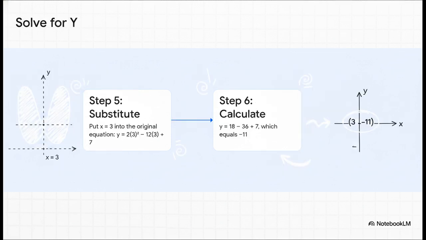But hold on, we're not done yet. That's only the x-coordinate. To get the full coordinates, we have to find its partner, the y value. So we take our x equals 3 and plug it back into the original equation. That gives us y equals 2 times 3 squared minus 12 times 3 plus 7. A bit of number crunching: 18 minus 36 plus 7 gives us y equals minus 11.